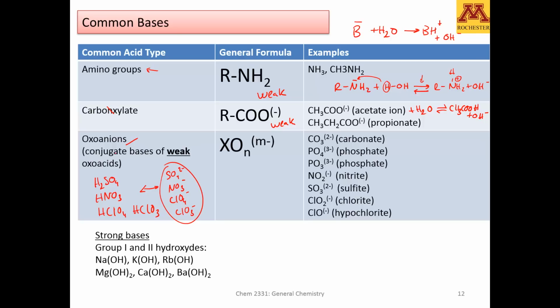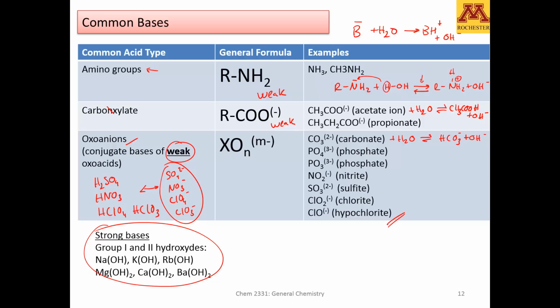The conjugate bases of weak oxoacids are bases. So carbonate will react with water to form, in first instance, hydrogen carbonate and OH negative, and so on and so forth. Needless to say that, as you already know, strong bases are those in which group 1 or group 2 of the periodic table mixes with a hydroxide.